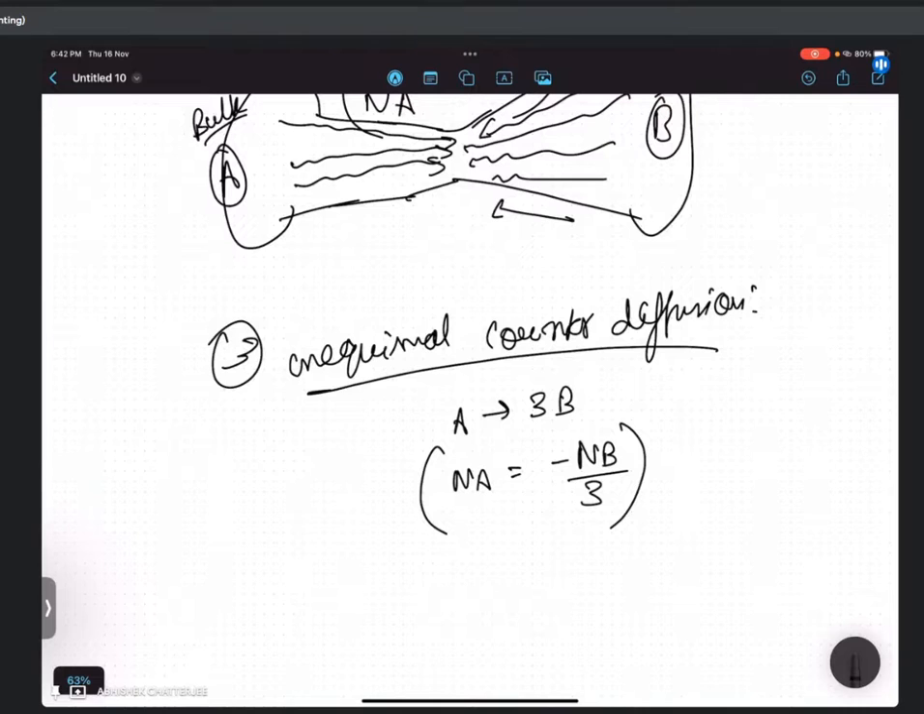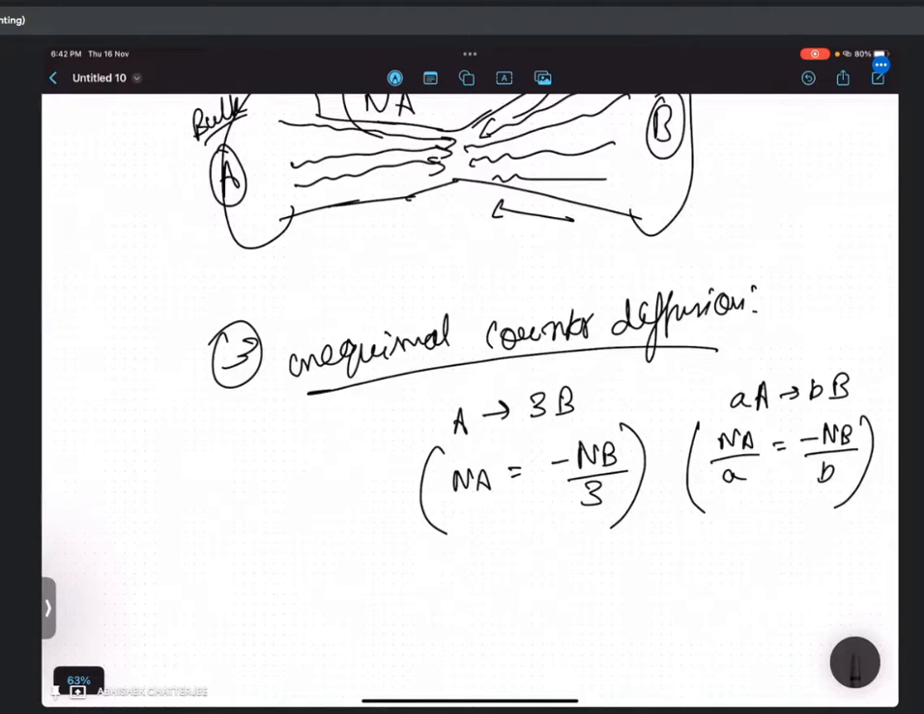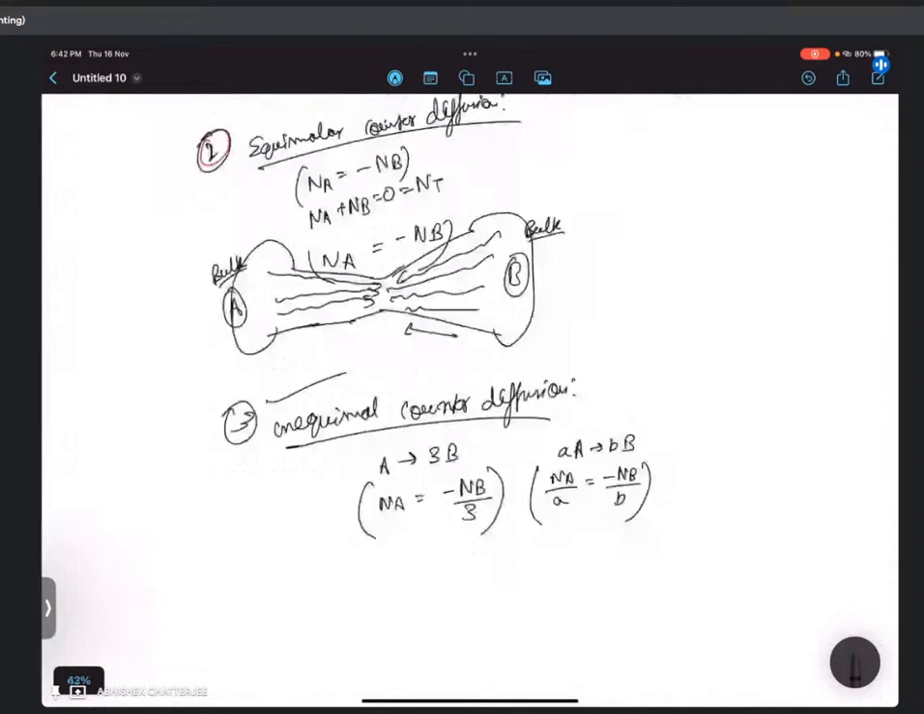Now they are not diffusing in equal amounts, so it is not equimolar. It is unequimolar. Like this kind of relation you will be getting. Small a to small b, so Na by A will be equal to minus Nb by B. Clear? From here again apply the same conditions. For unequimolar counter diffusion, the derivation will be a little more complex. So tomorrow you try to do the derivation on your own. If you can't, then we can look into it tomorrow. However, you try it once.